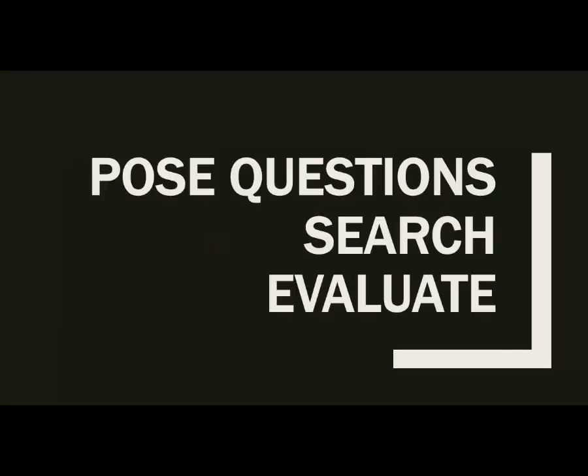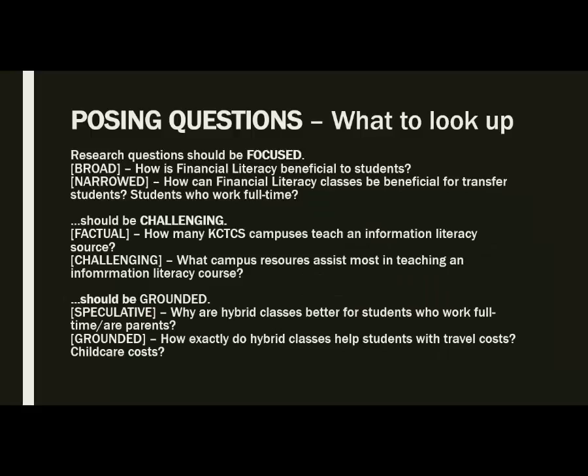There's a three-step process to doing research on the college level. The first step is to pose questions. The second step is to search. And the third step is to evaluate what you find. Let's dive into each of these steps. Our first one is posing questions.